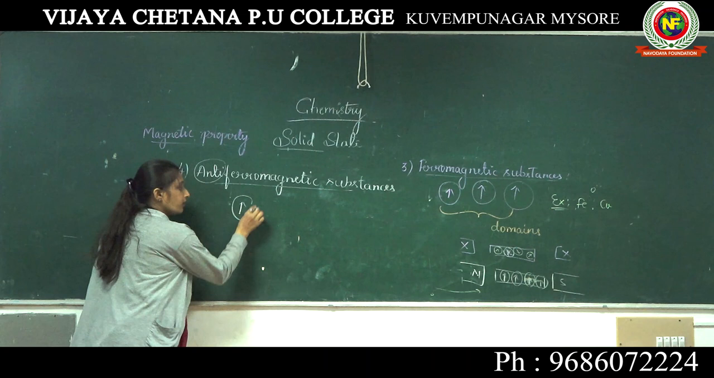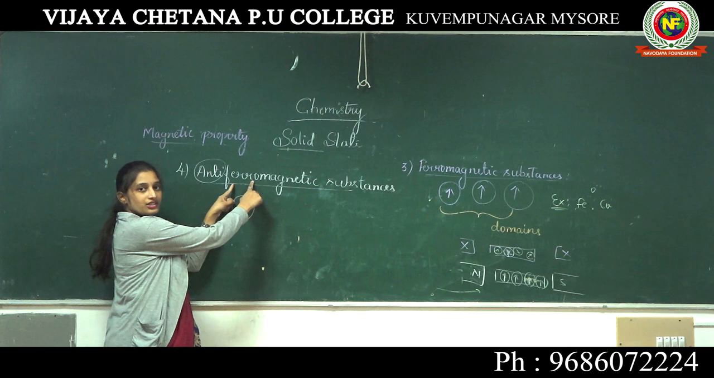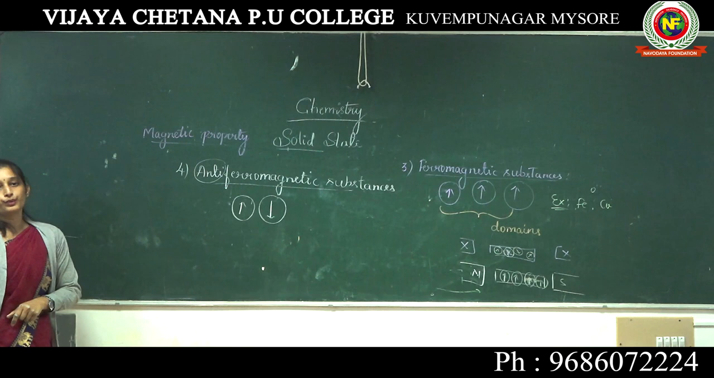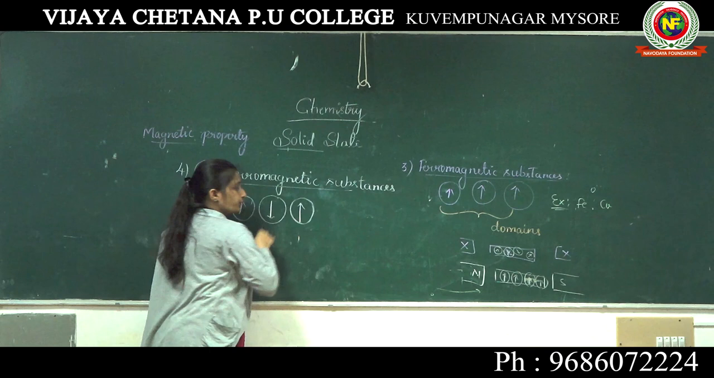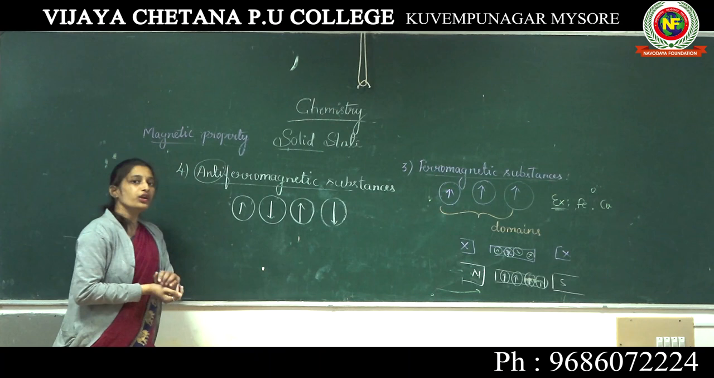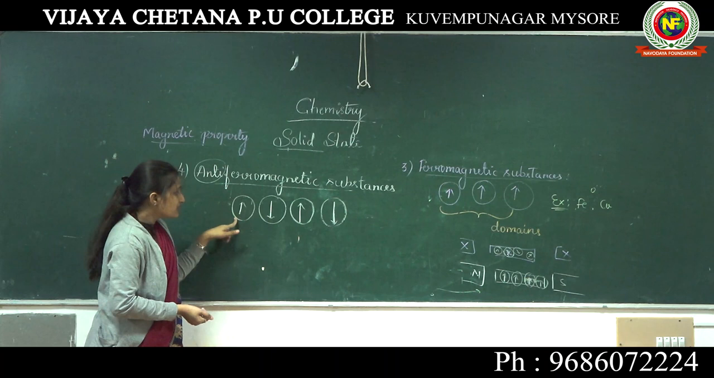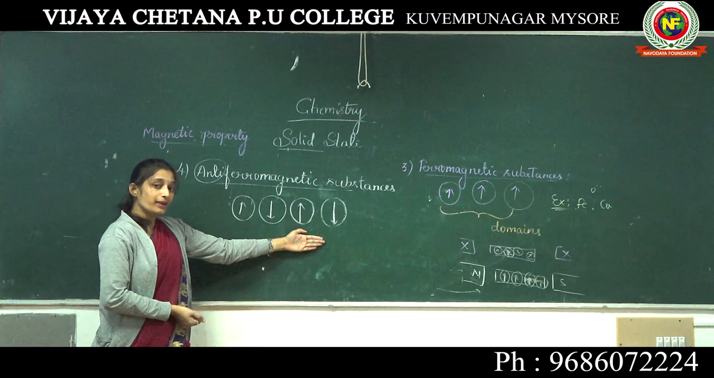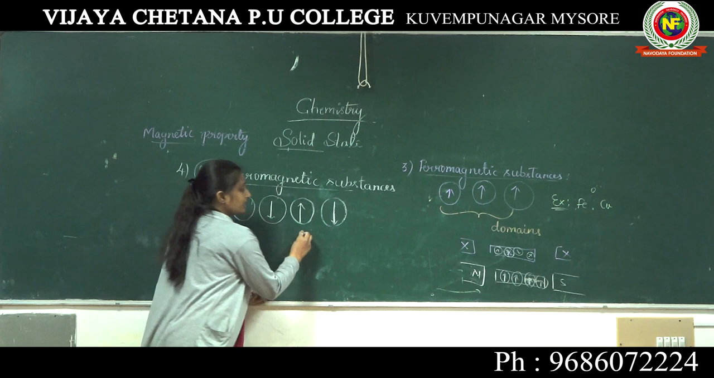One. Anti means what? Opposite. One domain means one direction, another domain should be opposite. And next domain should be opposite. Next domain, opposite. What you observe here, four domains are there: two domains upside and two domains downside. Means equal and opposite. Then the magnetic property cancels off.